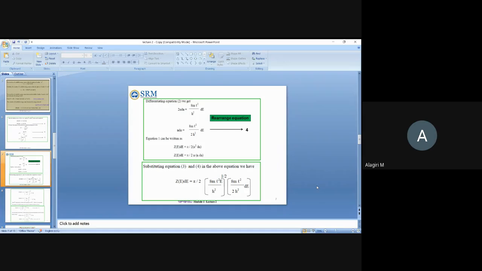Now look at this equation. In this equation, the third term has a divided by 2. So we can write that this equation is Z(E) dE equal to pi by 4.